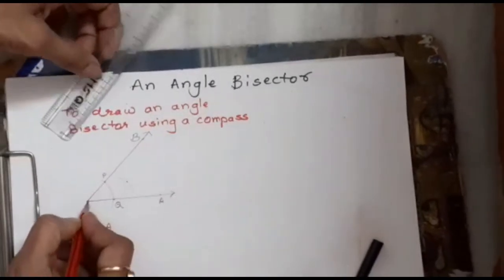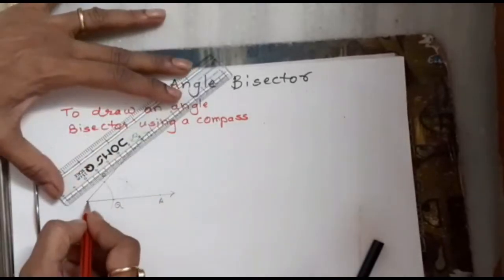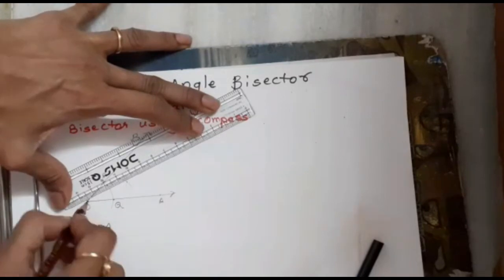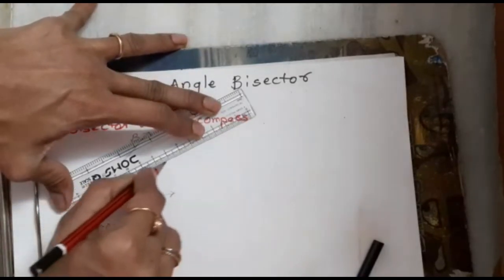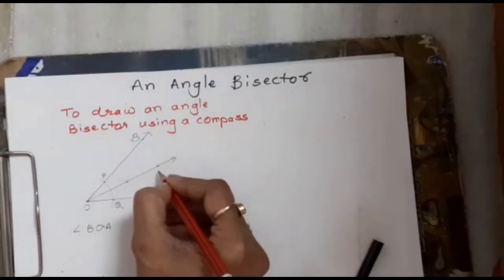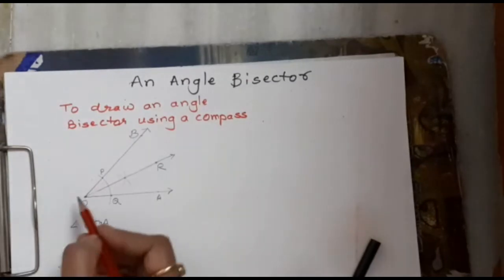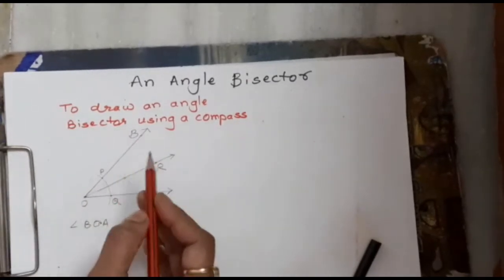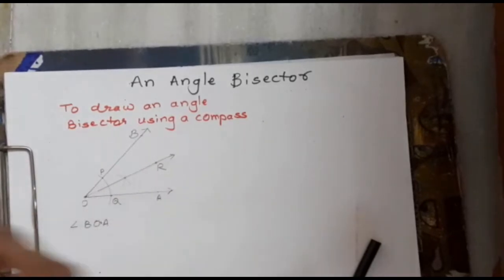Now join this vertex O and this intersecting point and draw this ray. Name this as R. Okay, so OR is the bisector of angle BOA.